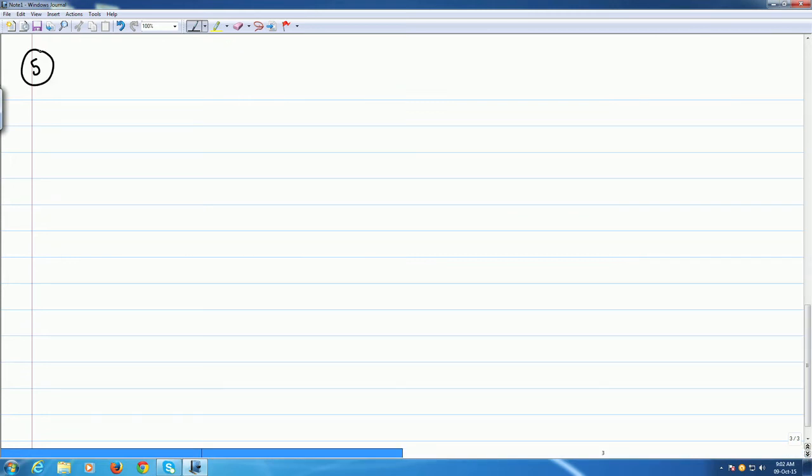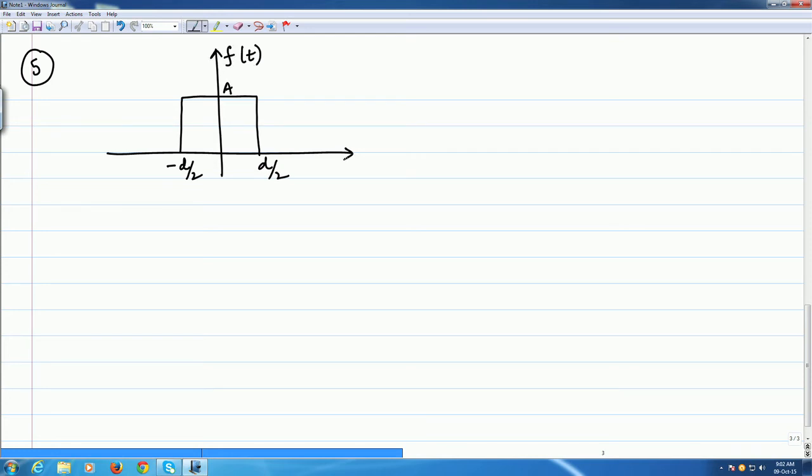Okay. So, the fifth one says a signal f of t is given below. It is actually a square wave, square signal with this d from minus d by 2 to d by 2, and the height is a. This is f of t. Okay. So, this is given to you. Question asks you to find the Fourier transform of e power j omega c t times f of t.